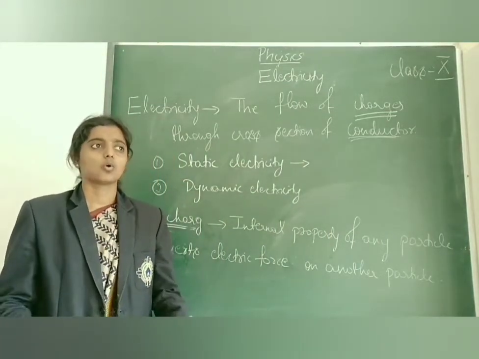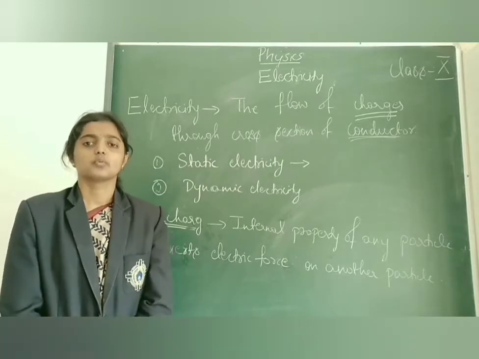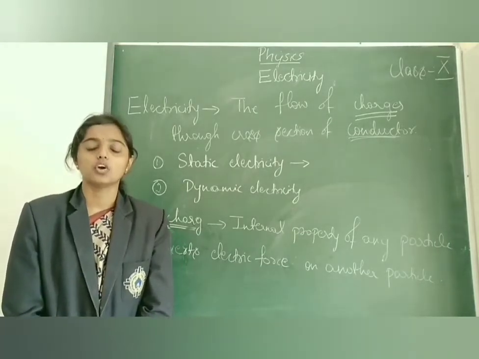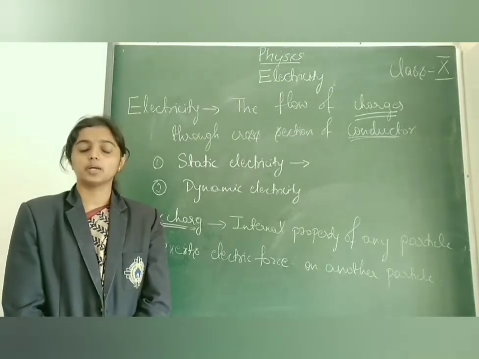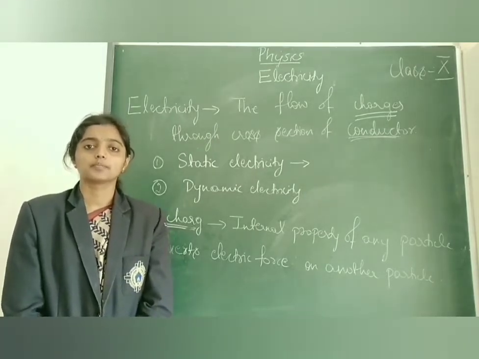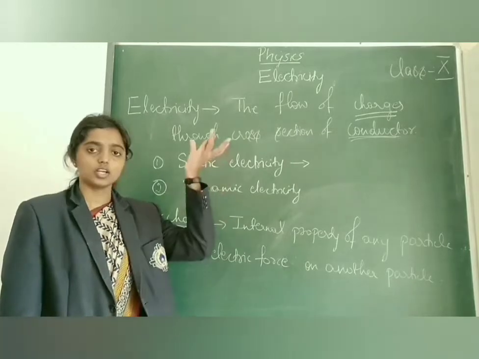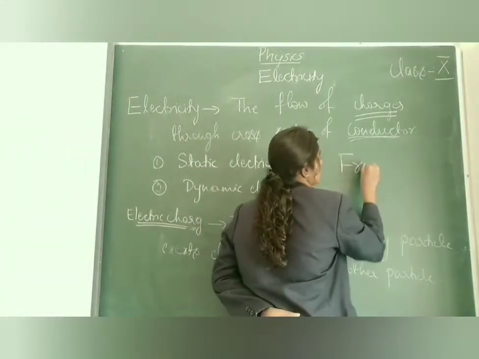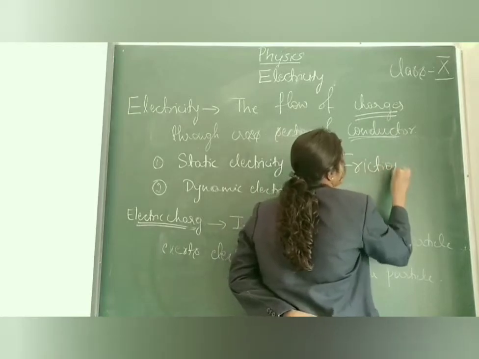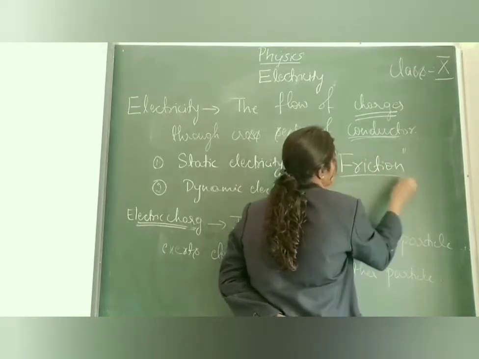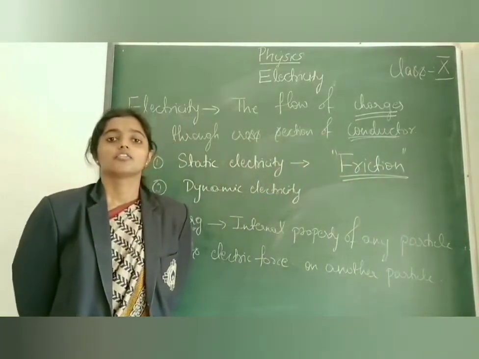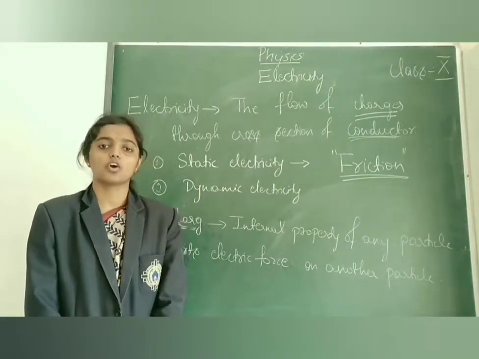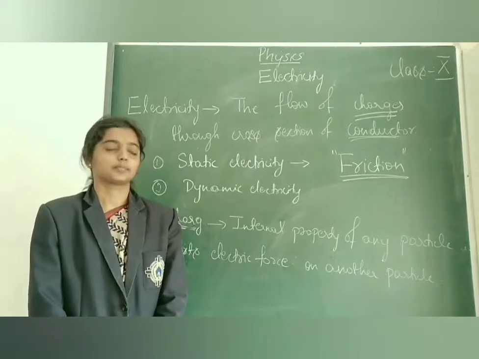Just go back to your earlier classes. We did all these experiments, combing our hair or rubbing a balloon on our head. What happens when we rub a balloon on our head? The hair attracts to the balloon, right? That is due to friction. Now what is friction? Friction is a force which holds back the movement of a sliding object.